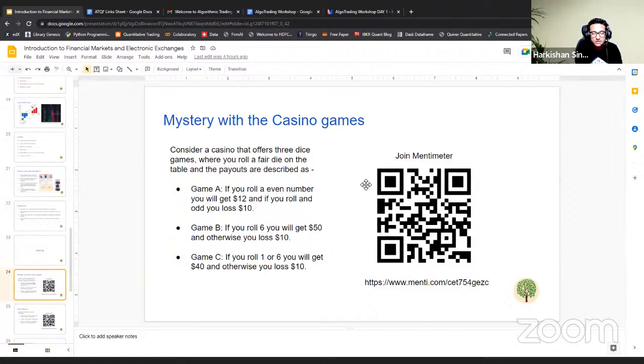Now game B, if you roll a 6, you'd get $50, and otherwise you lose $10. And game C, if you roll a 1 or a 6, you would get $40, and if you roll anything else, you'll lose the $10.